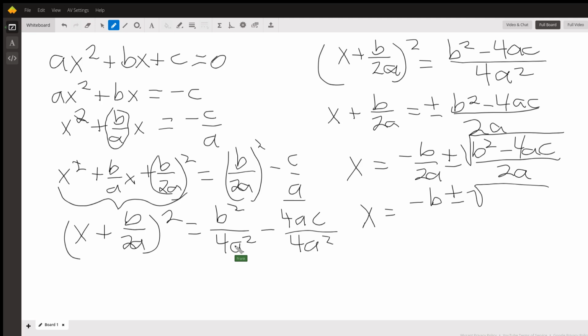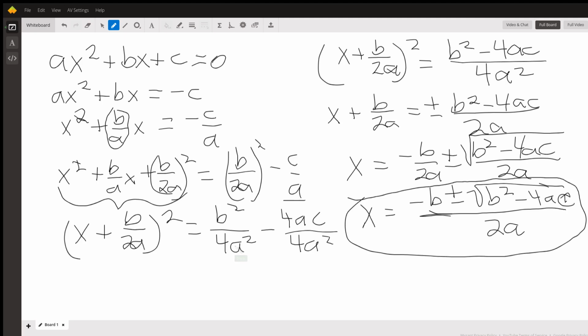Plus or minus the square root of b squared minus 4ac, all divided by 2a. And there's the quadratic formula, which gives the x values of the zeros, the x values of the solutions. And that's how it's derived.